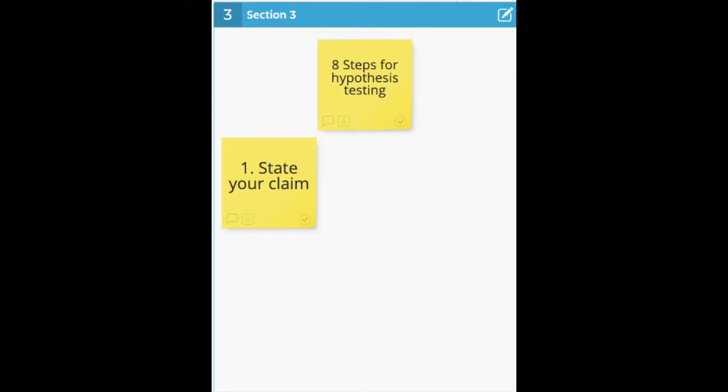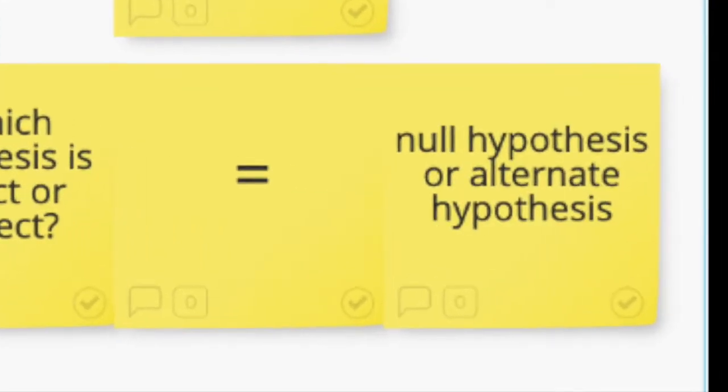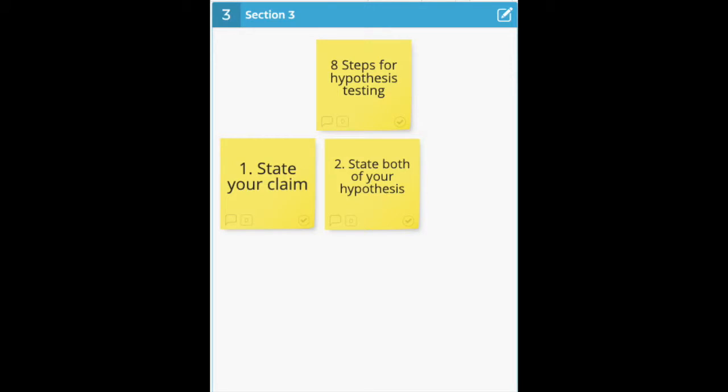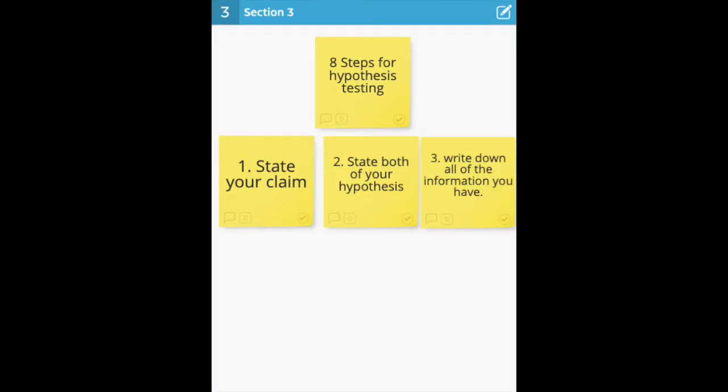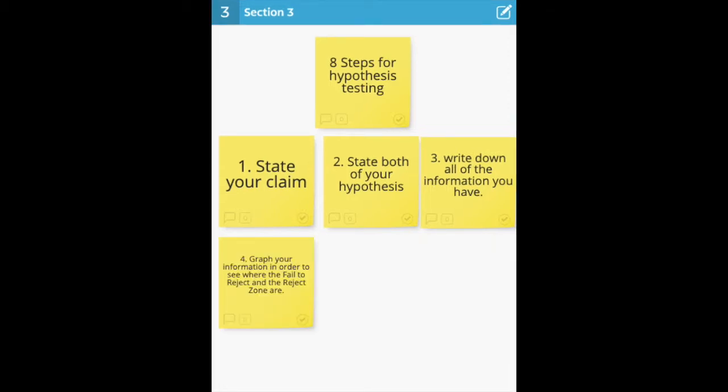So you state both your hypotheses, which is step 2, stating both your hypotheses, the null hypothesis and the alternative hypothesis. Third, you need to write down all the information that you have. The mean, the standard deviation, everything that can be found inside the problem must be written down. The fourth step is to graph the information in order to see where it falls, in the fail to reject zone or the reject zone. You need to divide those two zones in order to continue to see which hypothesis is true, which one is not true.